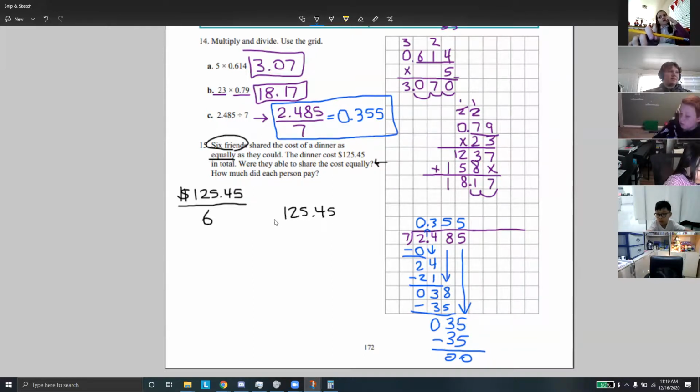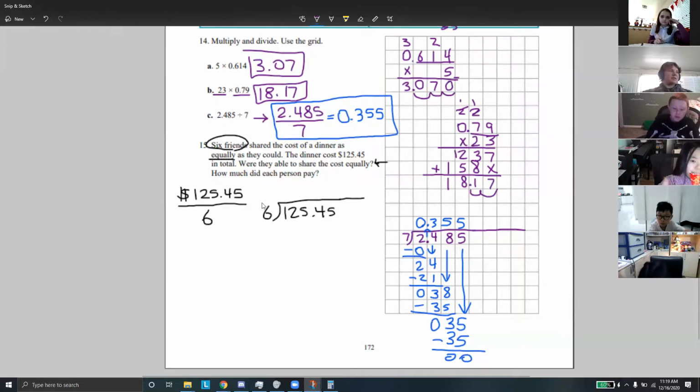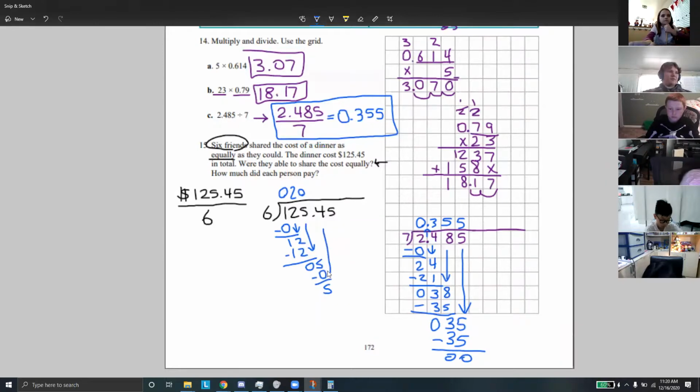125.45 divided by 6. See if there's a remainder. 6 goes into, I'll use blue again. 6 goes into 1, 0 times. 6 times 0 is 0. 1 minus 0 is 1. Drop the 2. 6 goes into 12 2 times. 12 minus 12 is 0. Drop the 5. 6 can't go into 5, 0. 5 minus 0 is 5. Drop the 4.